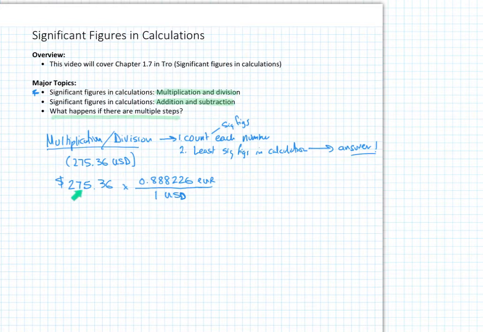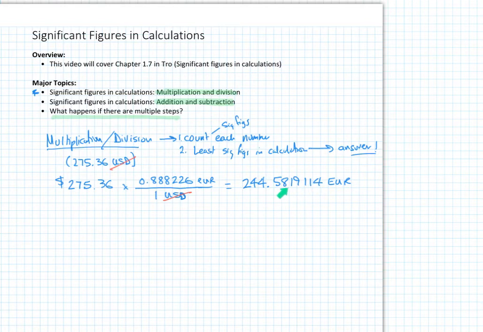All right, so if I take 275.36, I multiply it by this exchange rate, and I've been trying to get you in the habit of crossing off units. So USD crosses USD, and that leaves me euros as my answer. So that is going to be equal to, and I'm going to write all the decimals that showed up on my calculator, 244.5819114 euros.